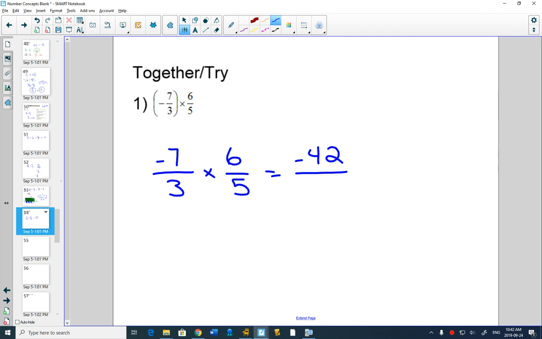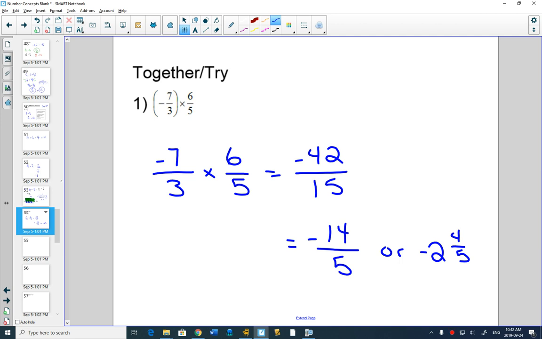3 times 5, 15. Whew. And this is where sometimes things get a little tricky. You have to divide, see if there's a number that you can divide each one by. In this case, they can each divide by 3. 42 divided by 3 is 14. 15 divided by 3 is 5. Or you could write this as a mixed fraction, -2 4/5.